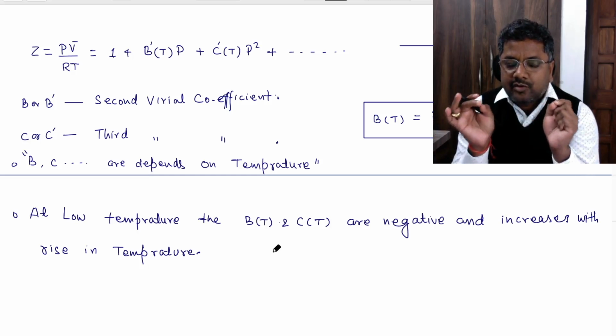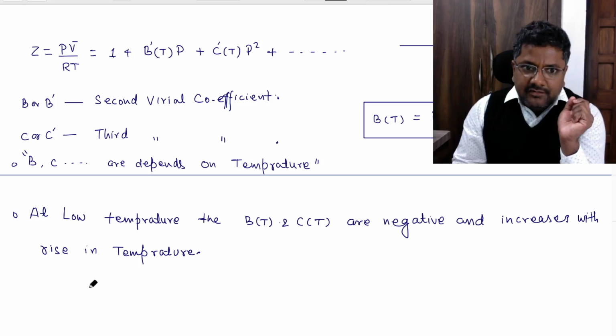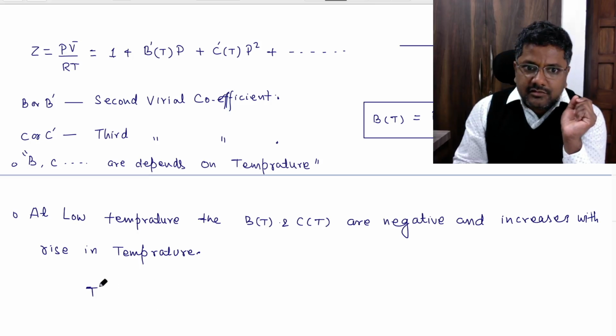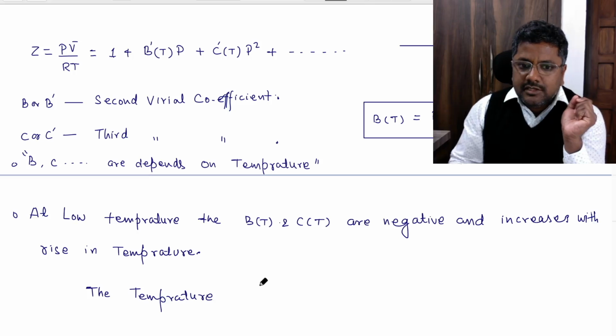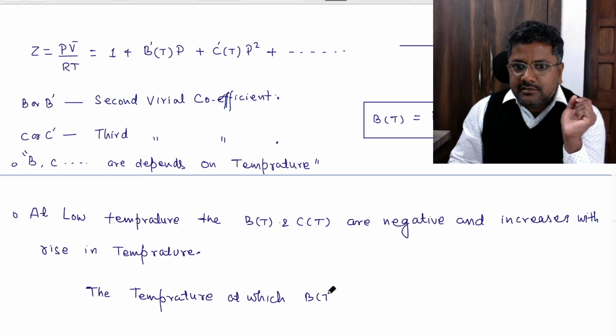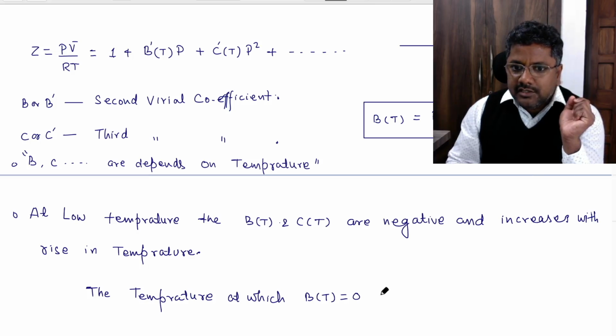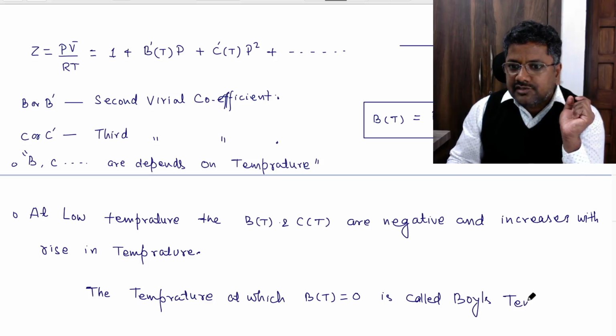You know, that is a very important point. The temperature at which B is equal to 0 is called Boyle's temperature.